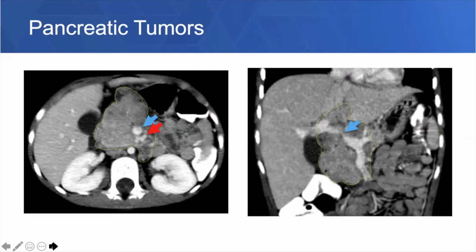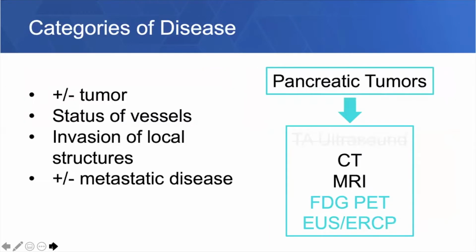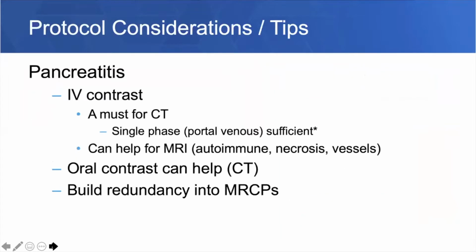So cross-sectional imaging in the context of tumor is critical. There are other modalities that do play a role here, certainly EUS and ERCP to get biopsy, obviously, and to understand relationship to ducts, et cetera, and FDG PET plays a role when you're assessing for metastatic disease, but I'm not going to get into those in the context of this. So moving on to pancreatitis.